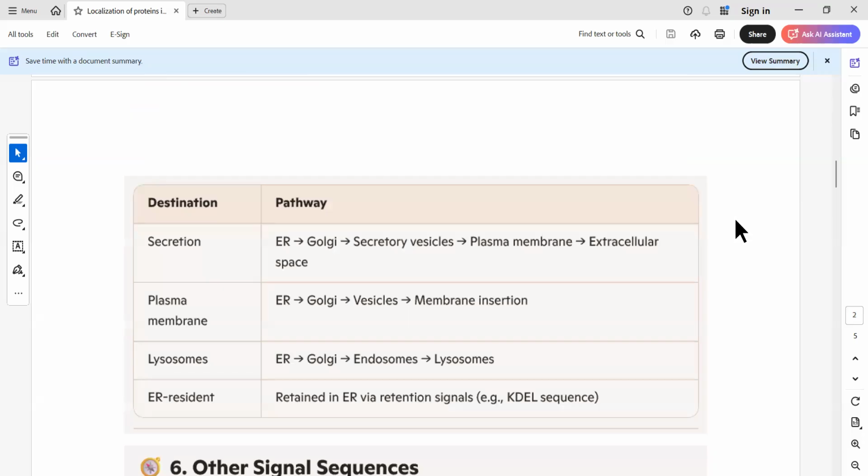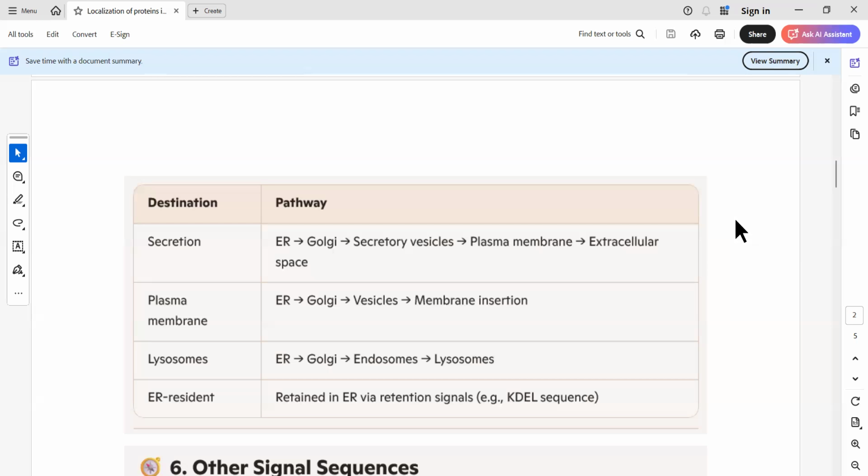And there is another vesicle, the COP1 vesicle, which is for the retrograde transport of protein from the Golgi apparatus to the ER. So first, let's see the first pathway. If it is a secretory protein, its fate is to be secreted outside the cell. Then from the ER it will go to the Golgi, then to secretory vesicles, and then to the plasma membrane, and it will be secreted to the extracellular space.